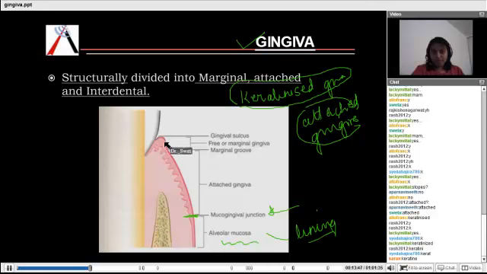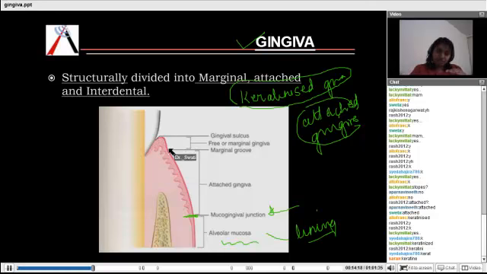Here we saw the marginal gingiva, and there is one demarcation which we can see, which differentiates the marginal and the attached gingiva. This demarcation is called the free gingival groove. Now, there are a lot of hypotheses for why we have this free gingival groove. We all know that marginal gingiva is keratinized and attached gingiva is keratinized. What is the difference between the marginal and attached gingiva?